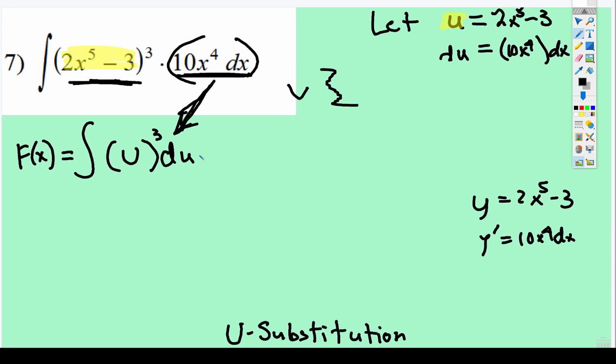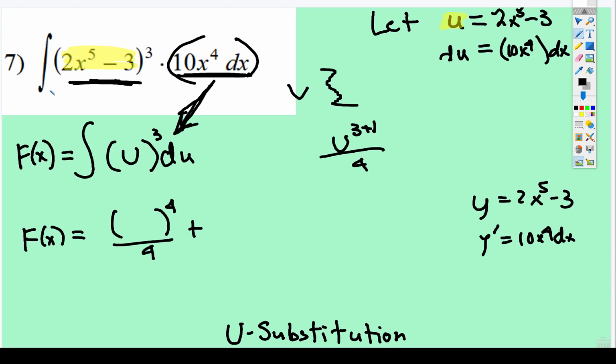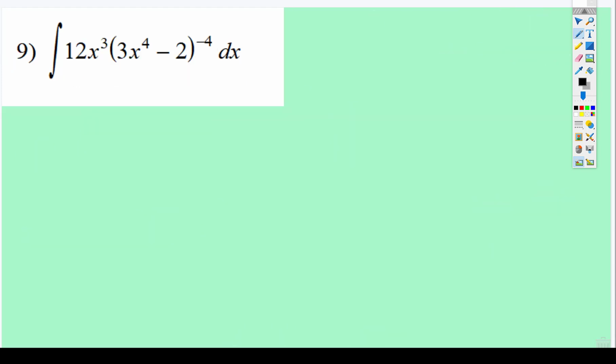And now it's easy. We know how to integrate something to the third power. We'll add a 1 and then divide by 4. So F of x is equal to u to the fourth, divide 4, and because this is indefinite, we don't have an a or b. We don't have either of those. So you put the uppercase C, and then in the parentheses goes back that original u. And that's U-substitution. Let's go ahead and look at another one.